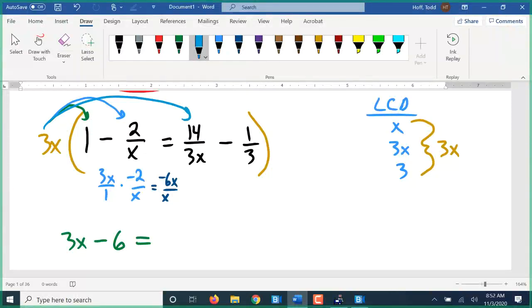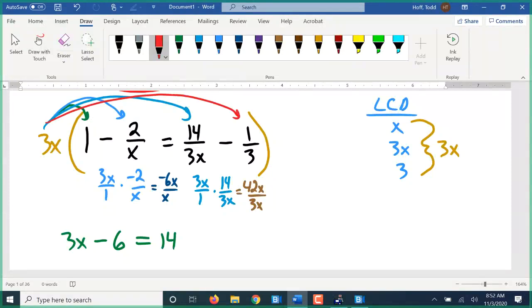3x times 14 over 3x. So 3x over 1 times 14 over 3x. 3x times 14 is 42x. 1 times 3x is 3x. Well, 42x divided by 3x is just 14. And finally, we have 3x times negative 1/3. 3x over 1 times negative 1 over 3.